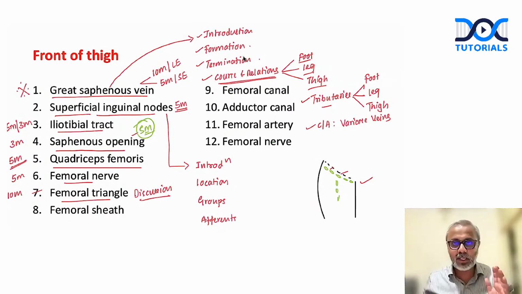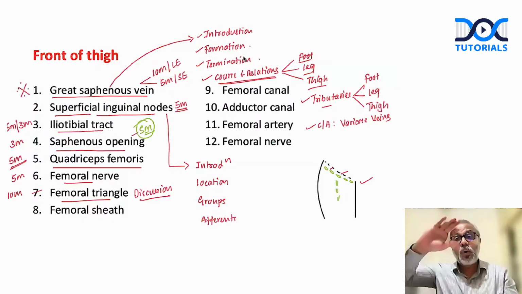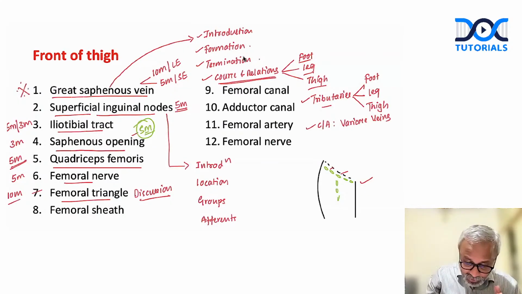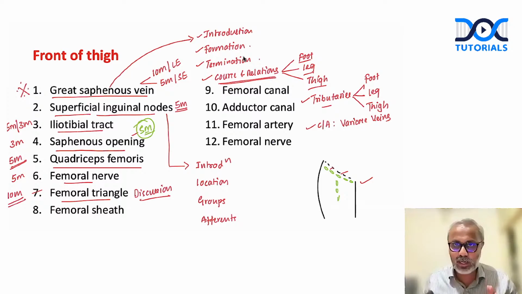If it is a 10-marker, you need to describe the contents in brief. For example, the femoral vein, femoral artery, femoral nerve, how they are oriented. Then what covers these femoral vessels? The femoral sheath. What is femoral canal? All these need to be mentioned if it is asked for a 10-marker. In most of the universities, if this question comes, it is often as a 5 marker. If it comes as a 10 marker, this is how we will describe it.